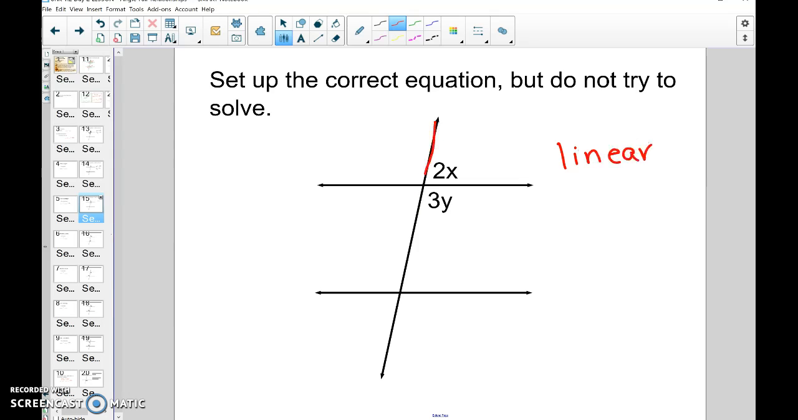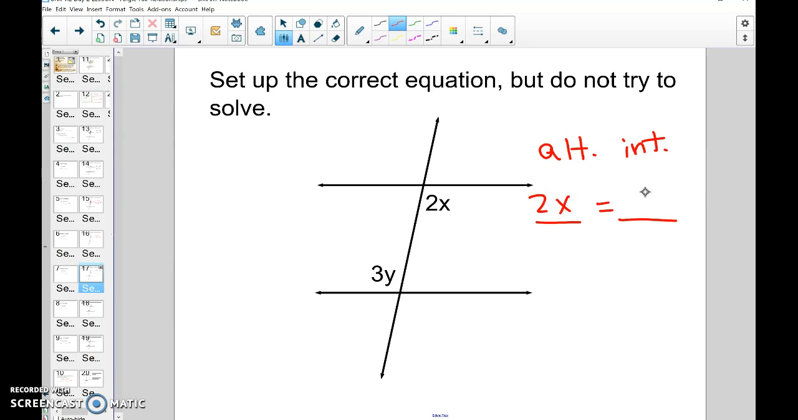This first one should be linear. Because they're supplementary, you should have set it up like this: 2x plus 3y equals 180. There's that blank plus blank we were talking about. Here we've got corresponding angles. I'm just going to abbreviate them like that. So 2x equals 3y. This one is alternate interior. Again, if I look at my chart, they're congruent. So 2x equals 3y, one on each side.